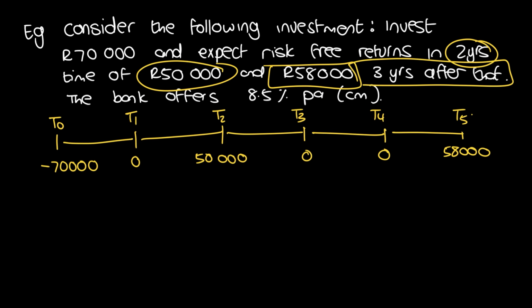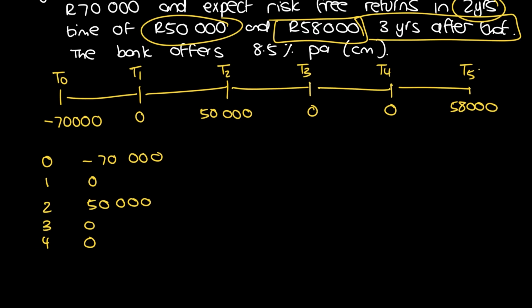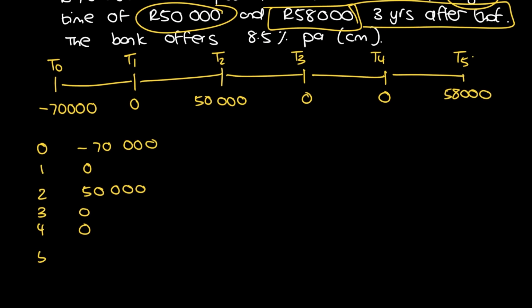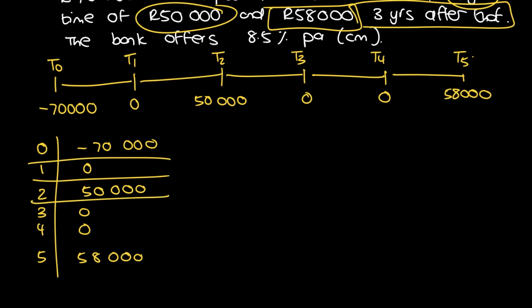So the data table that we're going to be inputting into our calculator is going to be in order, and it'll be like, okay, for the 0 data point, we're going to have the minus 70,000. For data point 1, we're going to have 0. For data point 2, we're going to have 50,000. For data point 3 and 4, we're going to have 0 and 0. And then for data point 5, we're going to have 58,000. So that's what we're going to be inputting into our financial calculator when we're doing the working out.